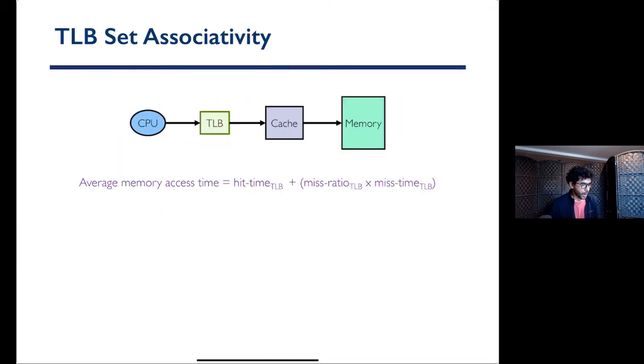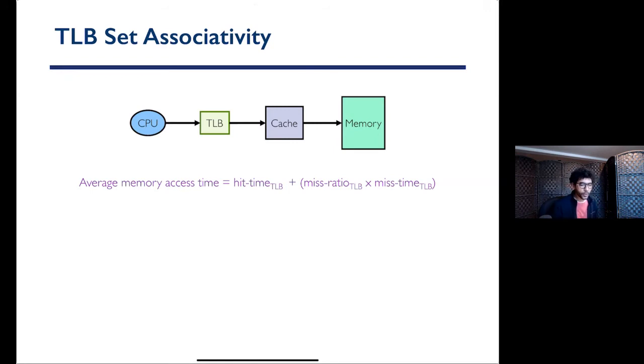Okay. Now, one last discussion about TLB set associativity. See, TLB is a cache, right? Now, we talked about different associativity options for cache. It could be a direct map cache, it could be a set associative cache, or it could be a fully associative cache.